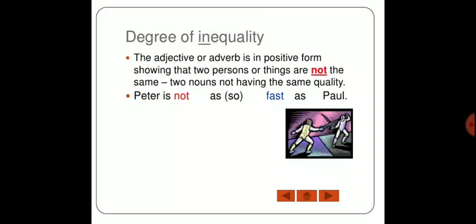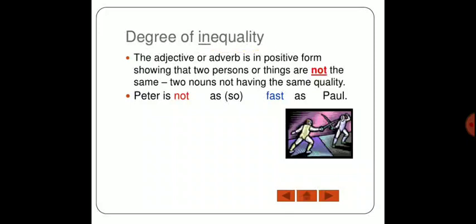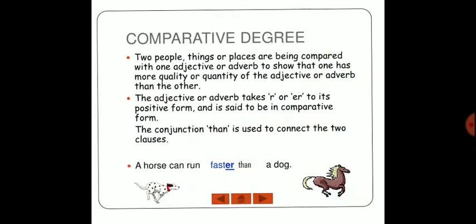Here also you can see this example: Peter is not so fast as Paul. So not we have used, to show inequality, and fast is an adjective. Peter and Paul both are persons. So here degree of inequality we use to compare two persons, animals or things, to tell that they are not equal or they are not the same. Next is the comparative degree.